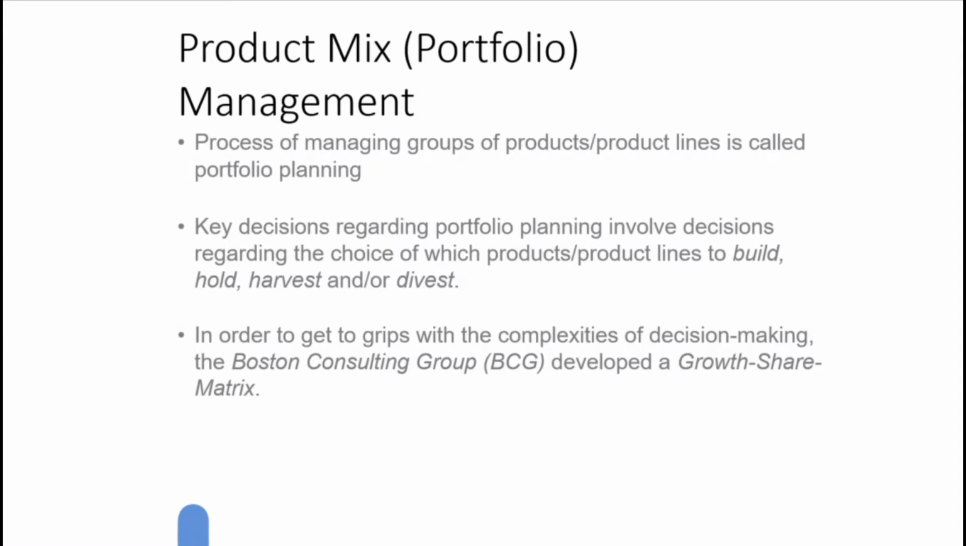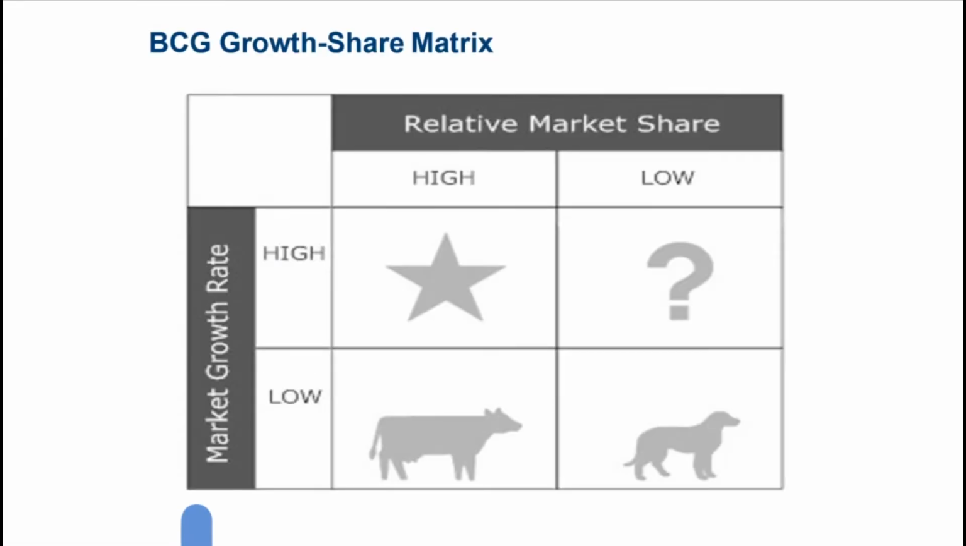Product mix management. The process of managing groups of products or product lines is called portfolio planning. Key decisions regarding portfolio planning involve decisions regarding the choice of the products or product lines to build, hold, harvest, or divest. In order to get to grips with the complexity of decision making, the Boston Consulting Group developed a growth share matrix. So this is the illustration of our product types in our portfolio.